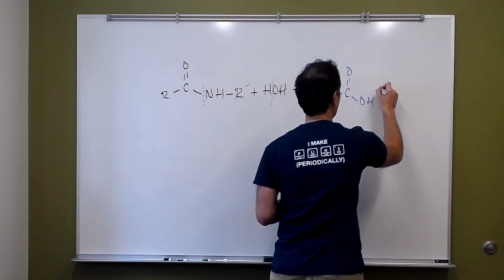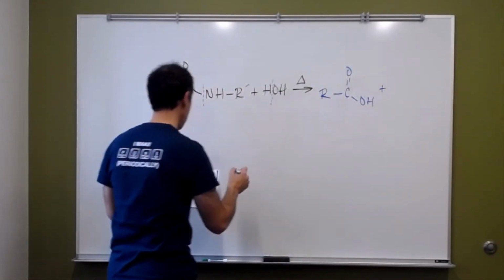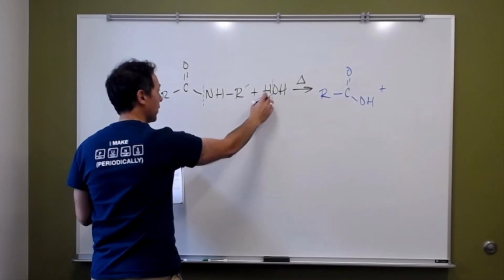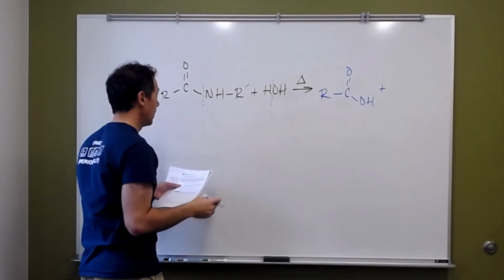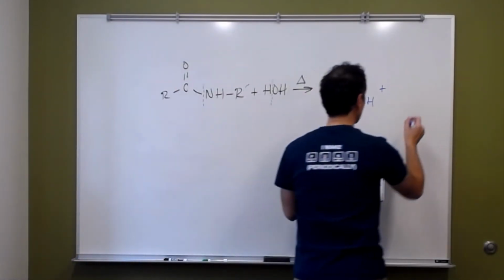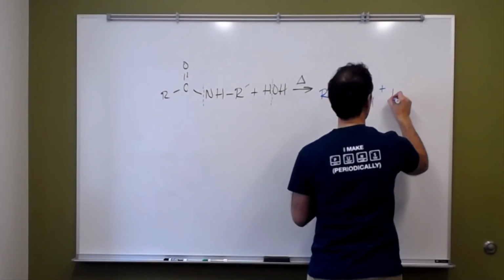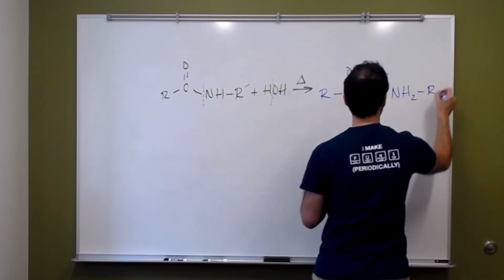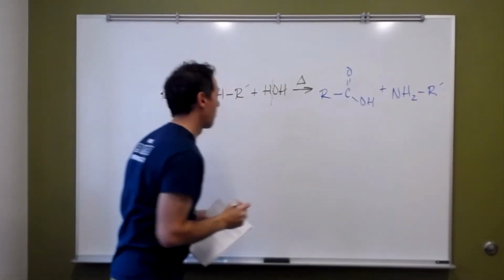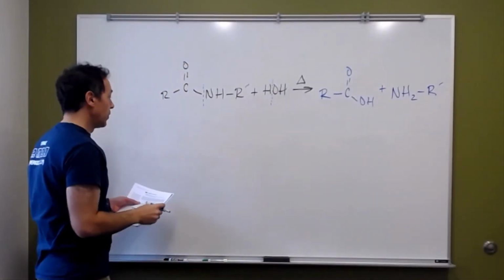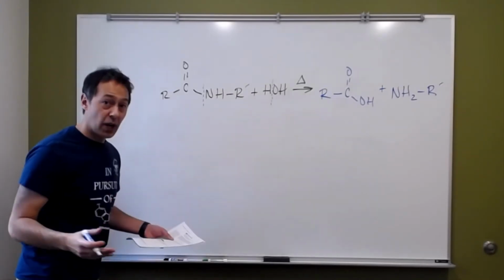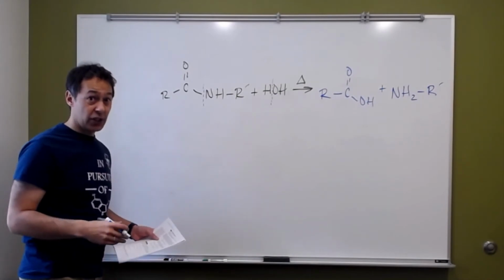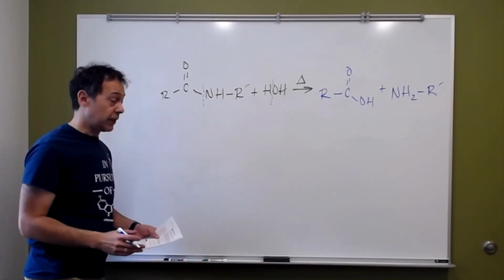And what else do I end up with over here? I'm going to have my amine group. I'm going to add this hydrogen over here, and I'll end up with NH2R, so an amine. All right, so this right here is hydrolysis. Now we could do this under acidic or basic conditions, and we'll end up with something a little bit different.